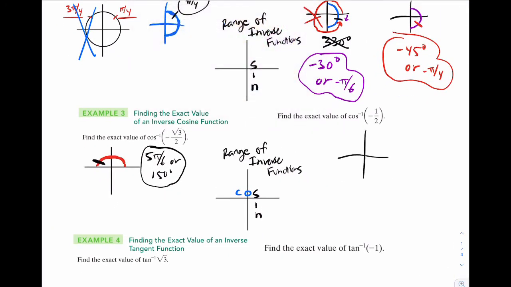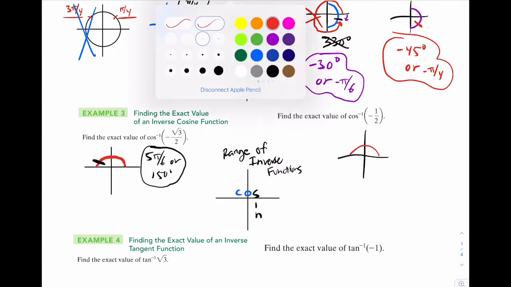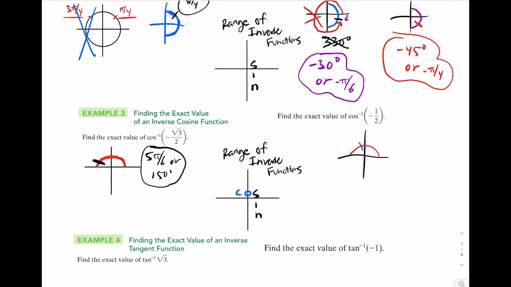We're going to highlight quadrants 1 and 2. Negative 1/2 is right here. The answer is 2 pi over 3, or 120 degrees.